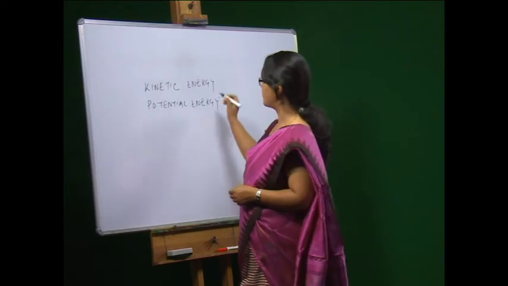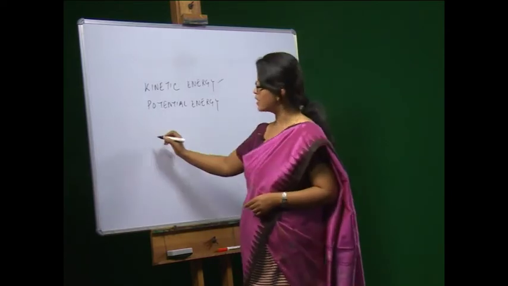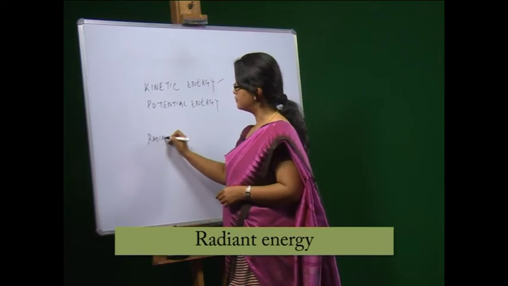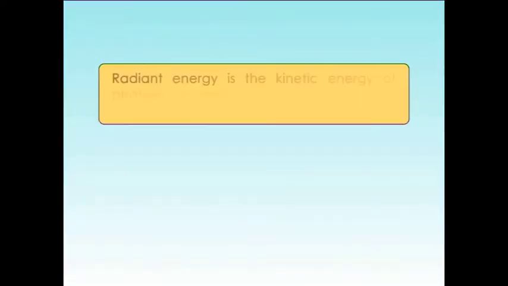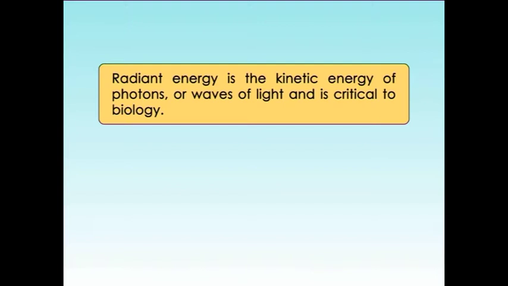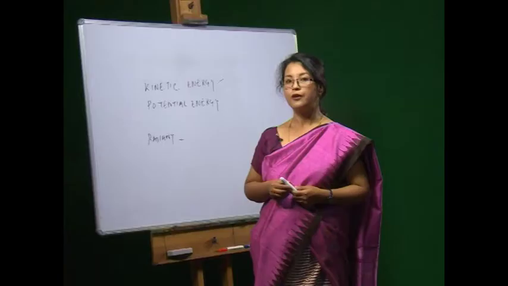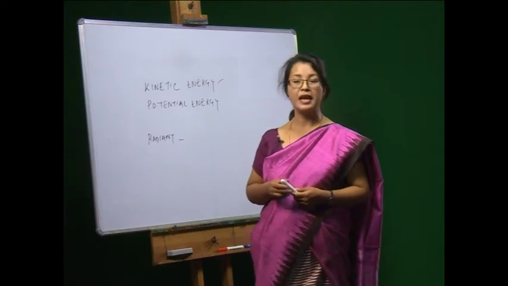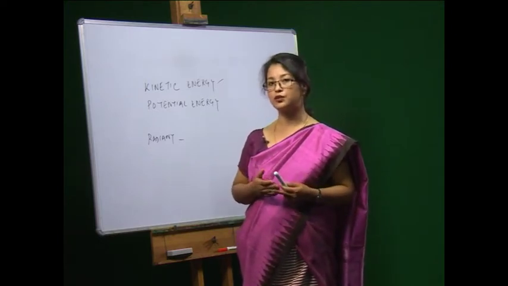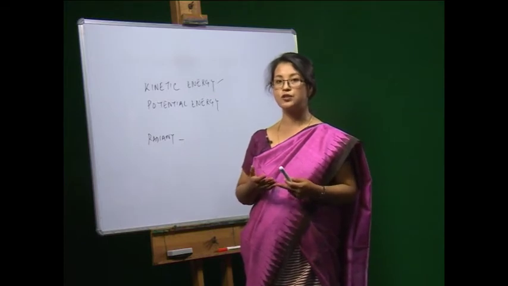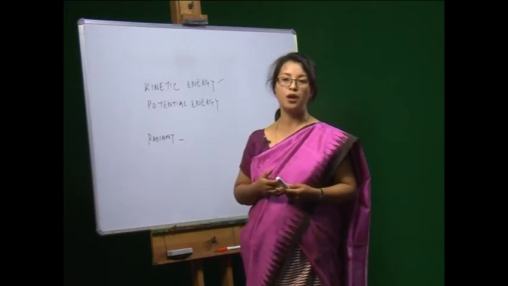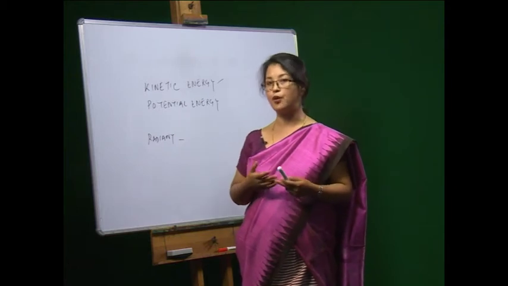Let's look at the example of kinetic energy. One is radiant energy. Radiant energy is the kinetic energy of photons or waves of light and is critical to biology. Radiant energy can be converted to thermal energy when light is absorbed by molecules and the energy is converted to molecular motion. Radiant energy absorbed by molecules can also change the electronic structure of the molecules, moving electrons into higher energy orbitals where it can be later recovered to perform work.